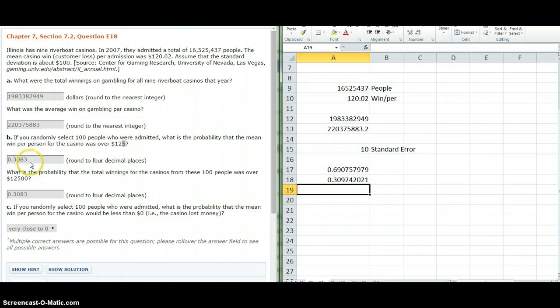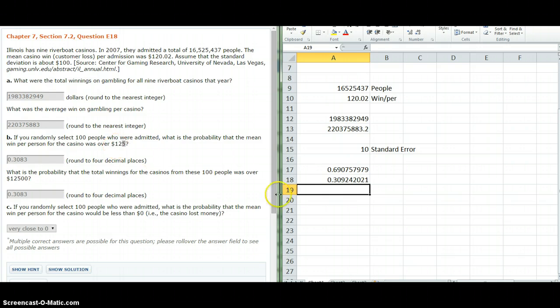Notice that this is slightly different than the answer given here, and that's just going to be how the standard normal distribution was used. If you used a table, it's probably going to be slightly less accurate than using a computer program like Excel. But the tolerance is 2%, so it should count that.